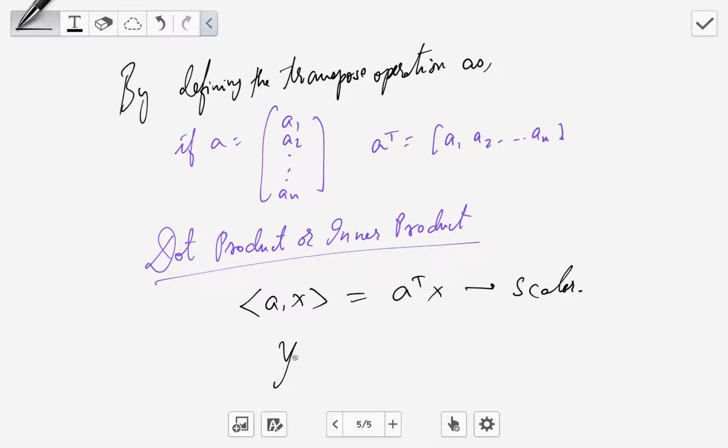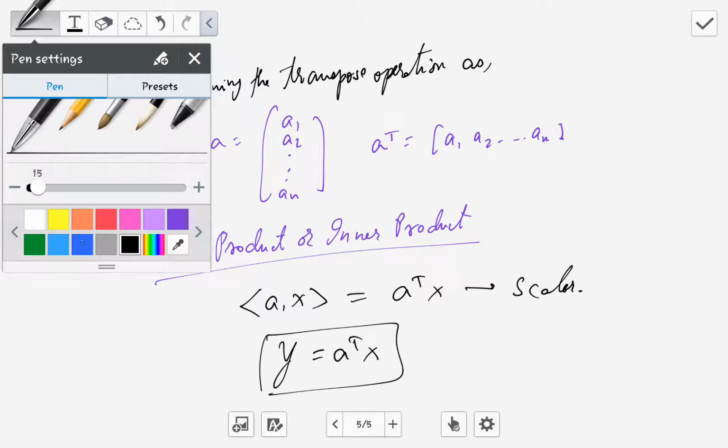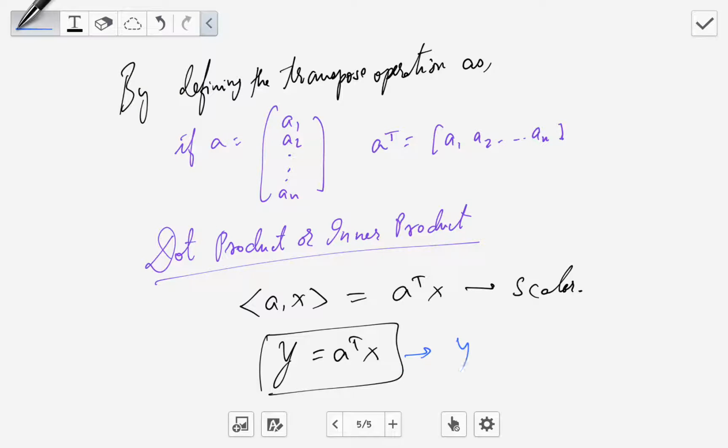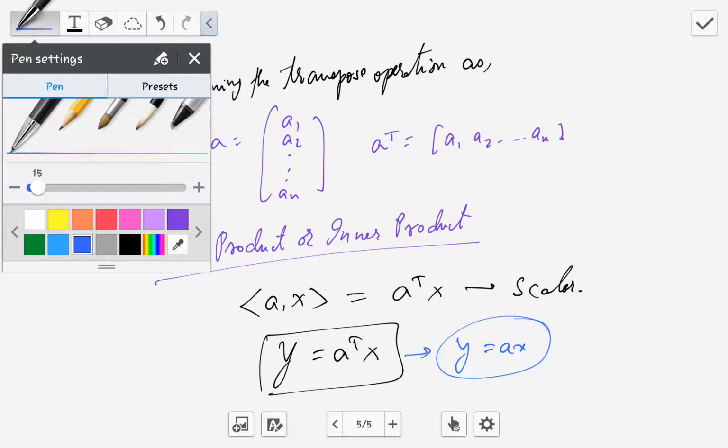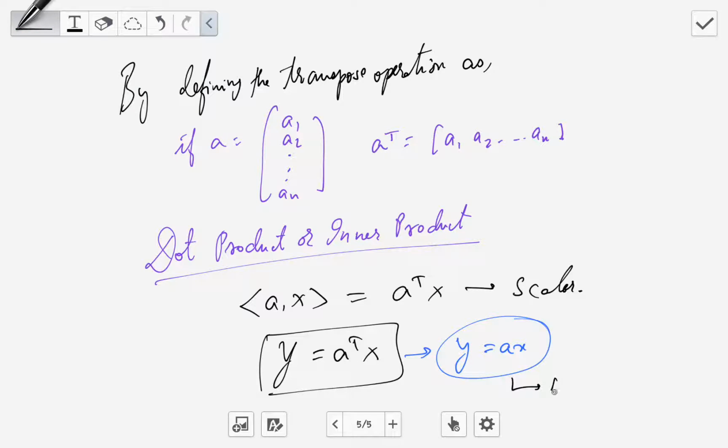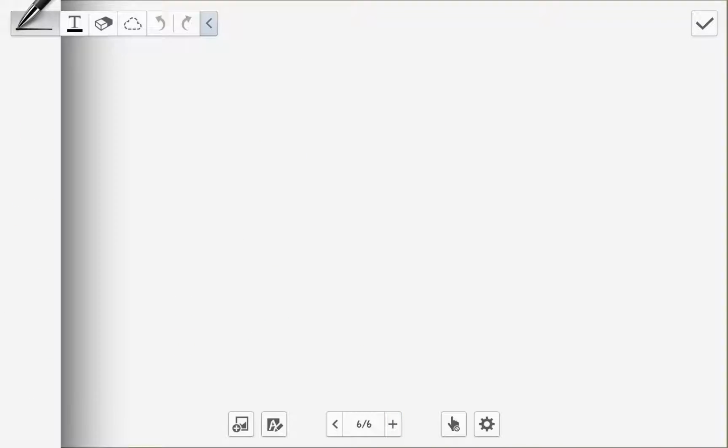And then we said y is equal to A transpose x is in a very similar form as seen in the one dimensional case. Do you get that? One dimensional case, n dimensional case. So in reality, there is nothing like these vectors and all.